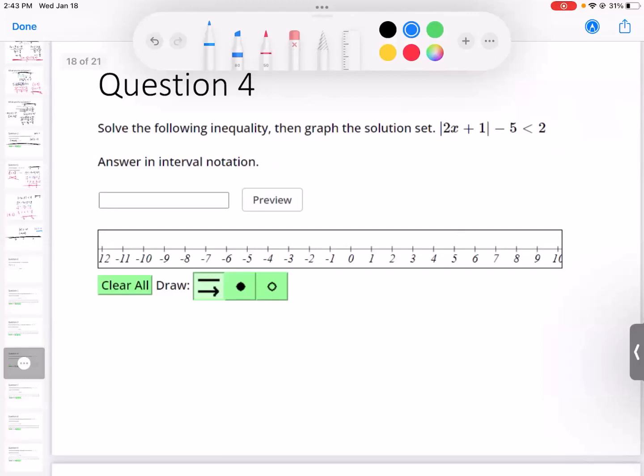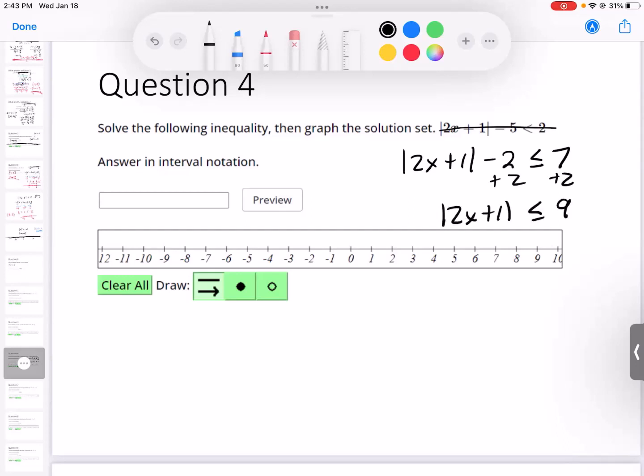What was your version of question 4? The absolute value of 2x plus 1, minus 2 outside of it, less than or equal to 7. So I added 2 to both sides, and 2x plus 1 in absolute value is less than or equal to 9. And then -9 is less than or equal to 2x plus 1. That would be less than or equal to 9, right?